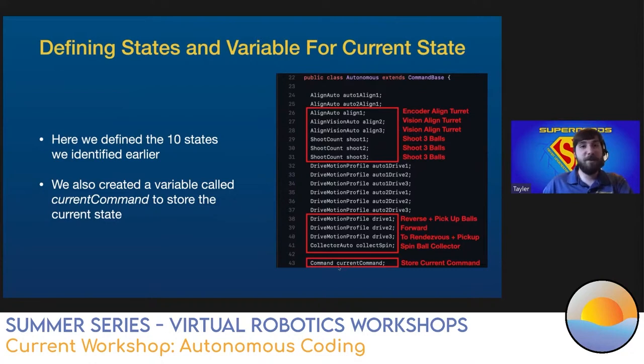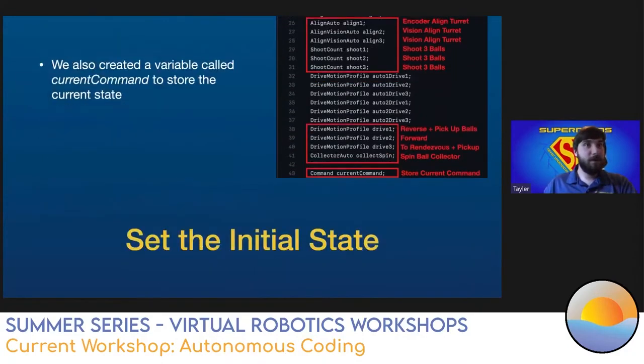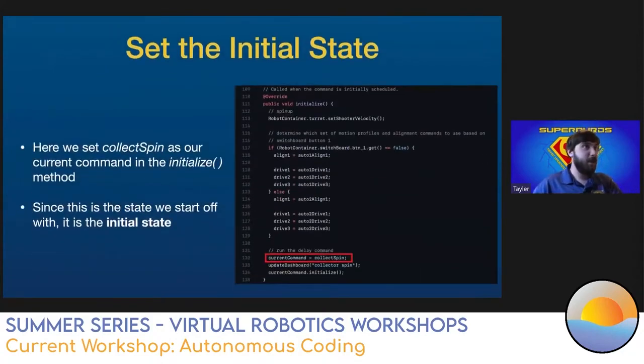And then we have this placeholder variable called current command, and that's going to store what our current state is. Now the first thing we do is set collect spin as our current command in the initialize method. As you remember, this is just a basic WPILib command, which means it has an initialize method. This is called at the very start of the command. So this is where we set the initial command. We set current command to collect spin, and since this is the state we start off with, it's defined as our initial state. This will be the first command that runs, our starting point.